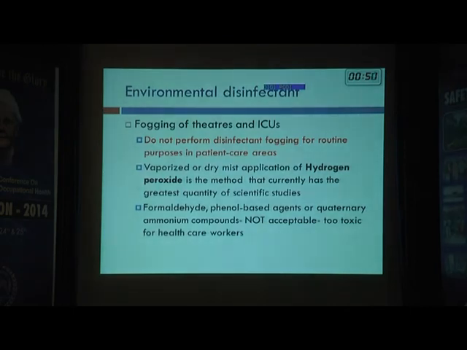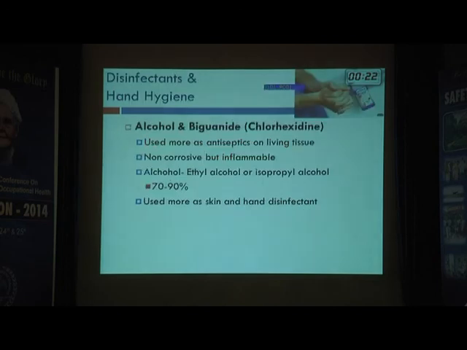This is something that many people ask questions about, fogging of the environment. Earlier we used to do it with formalin, formaldehyde, of the theaters, but it's not recommended anymore because it's highly toxic to the patients as well as to the people who are doing it. A lot of cancer-inducing properties are there. So the only one that is recommended is the hydrogen peroxide based method, which is found to be very useful. So you can use it for our theaters and ICUs, not for routine fogging.